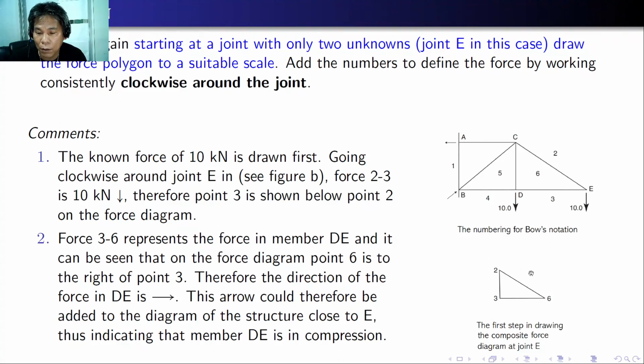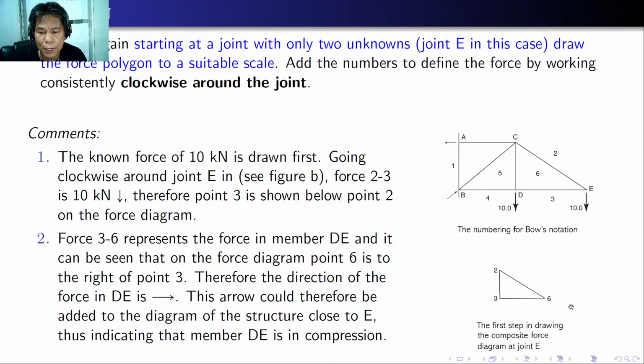So this is a closed polygon of the joint E. The known force, 10 kilonewton, is drawn first, going clockwise around joint E. So clockwise is the procedure. And force 2 to 3 is 10 kilonewton downward. Therefore, point 3 is shown below point 2 on the force diagram.